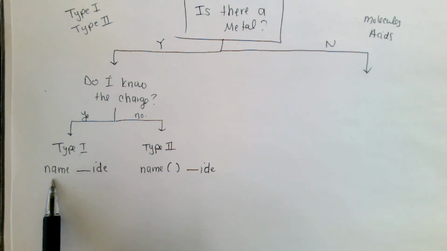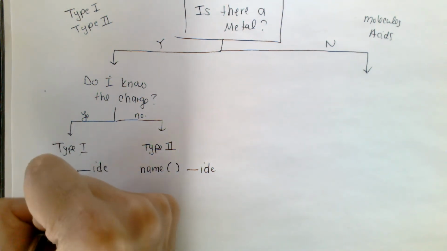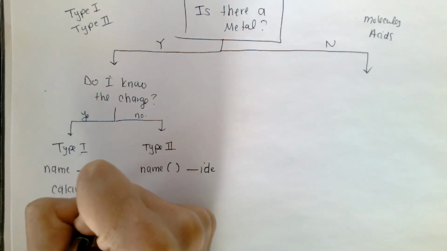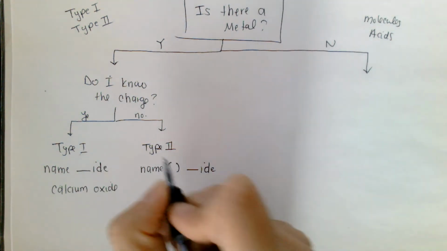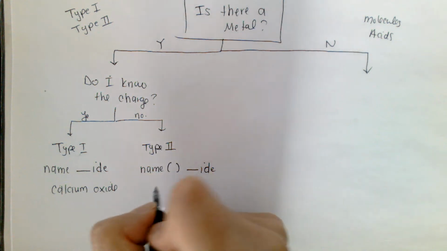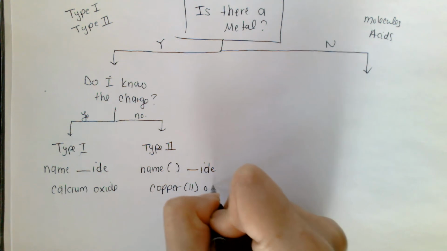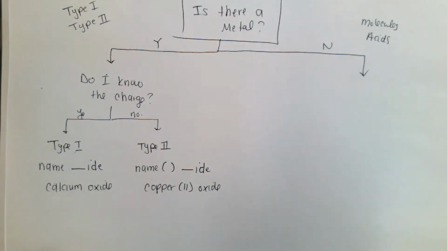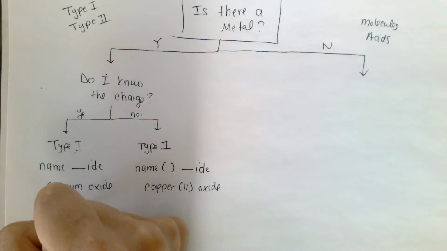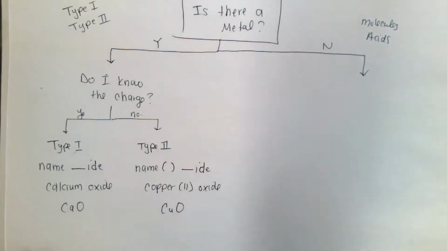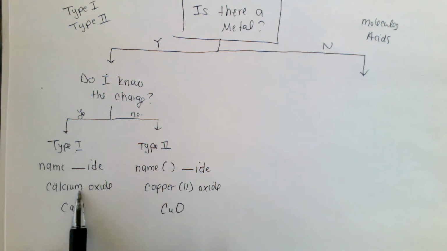So your type 1, an example of this would be something like calcium oxide. An example that you would see in this category would be copper(II) oxide. Our formula for this one would be CaO, this one would be CuO. So our formula is the same, but our naming is going to tell you: if you don't see any Roman numerals there, you're dealing with type 1. If you do see the Roman numerals, you're dealing with type 2.